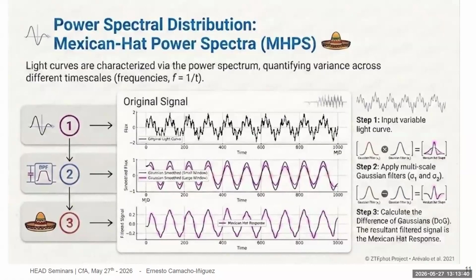Then, for the frequency part of the analysis, we have used the power spectral distribution, which is the Mexican hat power spectra. It's another work developed by Patricia Arevalo in 2021. Basically, what she did here is to take a light curve and build a Mexican hat filter, convolving two Gaussians, and see how the light curve responds to that particular frequency of the filter. In that way, we can know the power that comes at each frequency, and we can build a power spectral distribution.